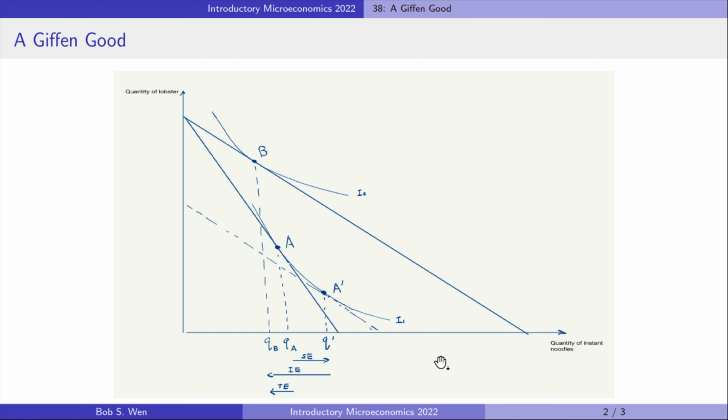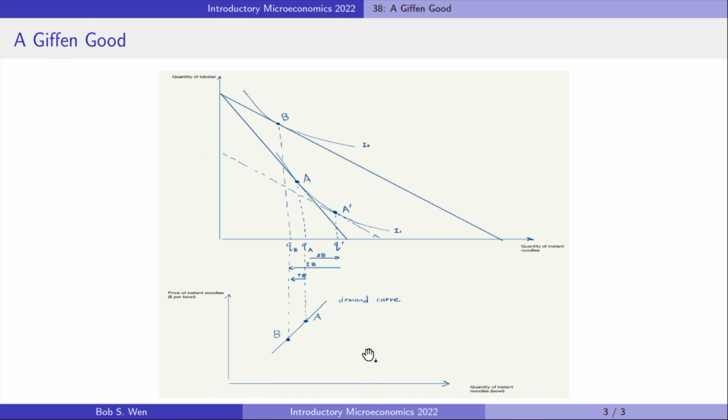Economists use the term Giffen good to describe a good that violates the law of demand. In this example, instant noodles are a Giffen good. Giffen goods are inferior goods, for which the income effect dominates the substitution effect. Therefore, they have demand curves that slope upwards, as illustrated in the graph.